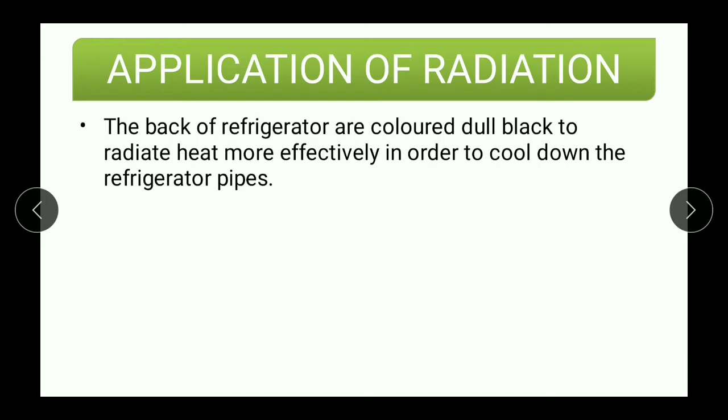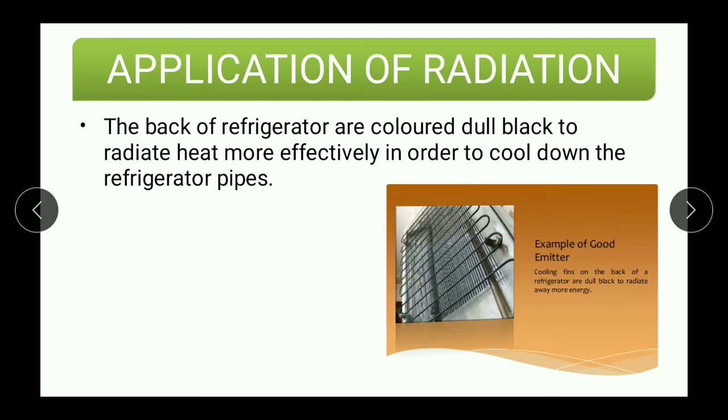The back of the refrigerator, like this one, you might have observed this. These are actually old refrigerators, but we had this dull black colored back of the refrigerator. And why was it done? Because it radiates heat more effectively in order to cool down the refrigerator pipes. So, to cool down the refrigerator pipes, we used to have a dull black colored back of the refrigerator, which helped to cool down the refrigerator pipes.